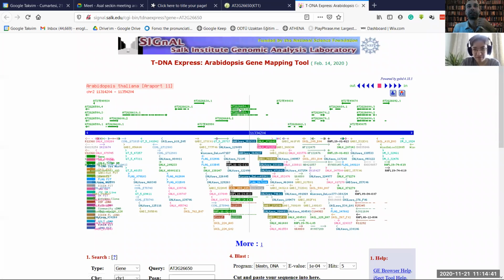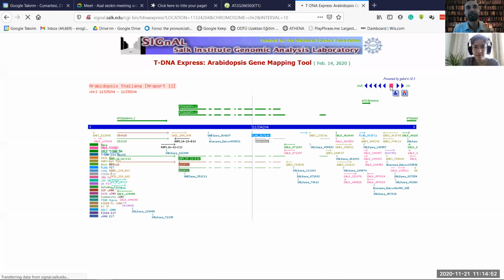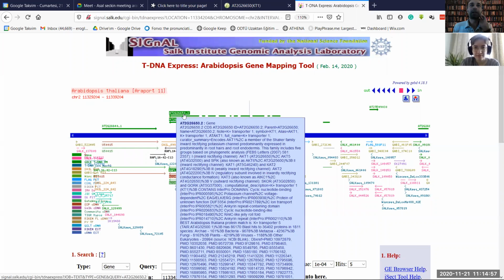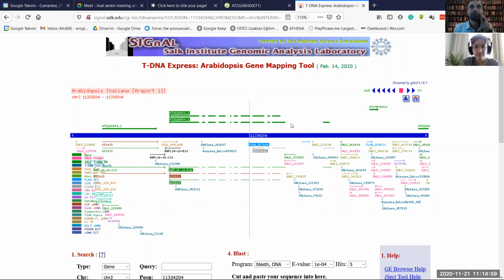So the gene of interest is this one, because it's green, you see, and these are the other genes. What we can do is to focus using these arrows, then it'll be less complicated. Okay, so this is the gene of interest. You can see it starts from here, and this transcript starts from here. So this is the first exon. This is the end. And this is the genome.